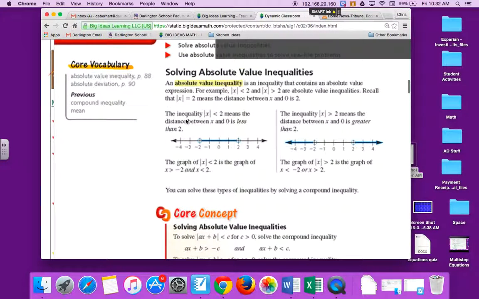Notice here the inequality absolute value of x is less than 2 means that the distance between x and 0 is less than 2. So the possible values you can put in there are all the way up to 2 but not including it, and then all the way to negative 2. Those are going to be your solutions when you graph those two. There's kind of a simplified form there.